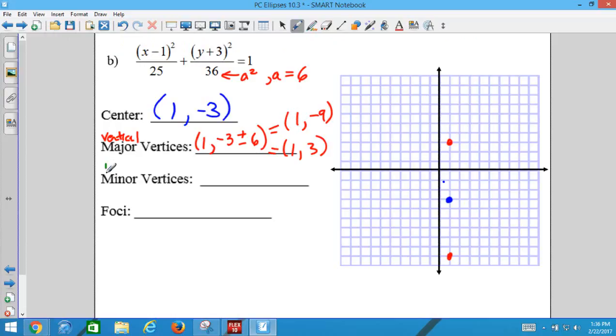So my minor has got to be horizontal. My b squared is 25, so my b is 5. So when I go to do that by hand, I'm taking the original center point and I'm changing the horizontal numbers. 1 plus or minus 5, comma, negative 3. So I'll have 6, negative 3, or negative 4, negative 3.